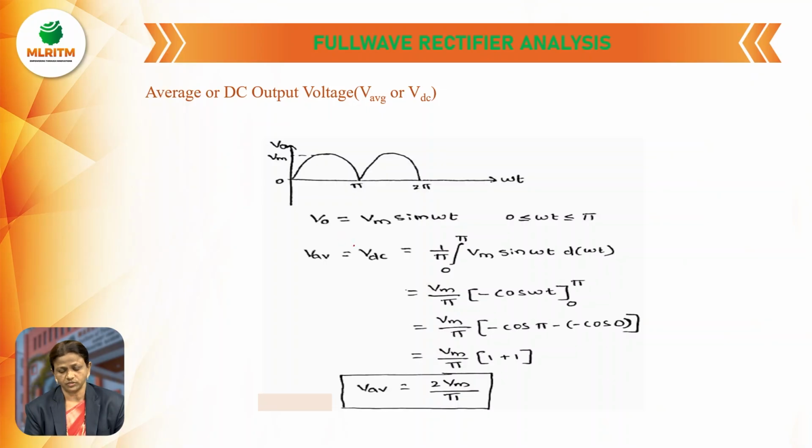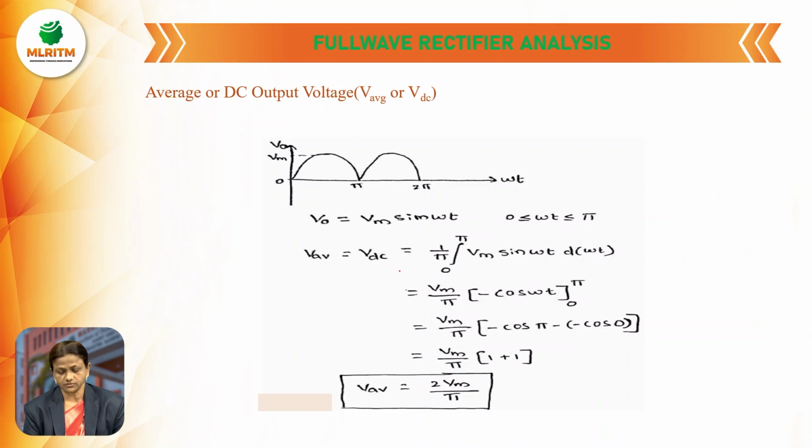Output voltage V0 equal to Vm sin omega t. Vm is nothing but the maximum voltage. From this 0 to this one, this is the maximum voltage. Output voltage V0 equal to Vm sin omega t, for 0 less than or equal to omega t less than or equal to pi.